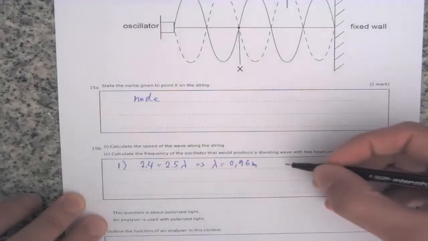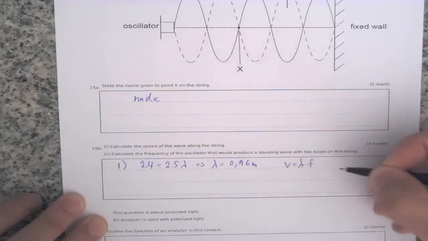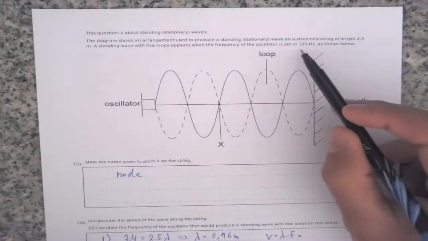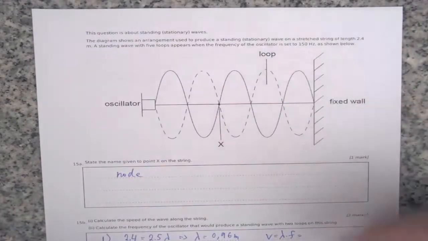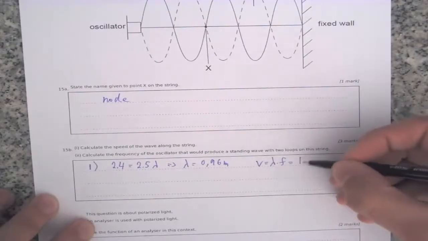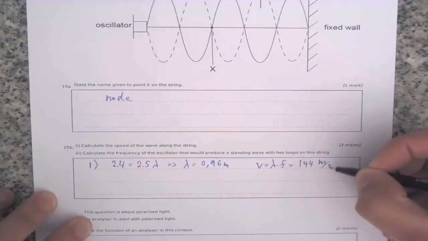So in order to find the velocity, of course, v is equal to lambda times f. You have the wavelength, and you have the frequency, which is 150 Hz. You just do the math here, and you're going to find 144 meters per second.